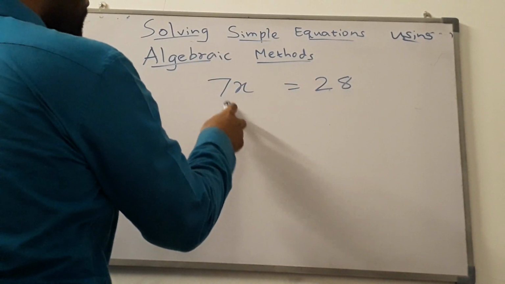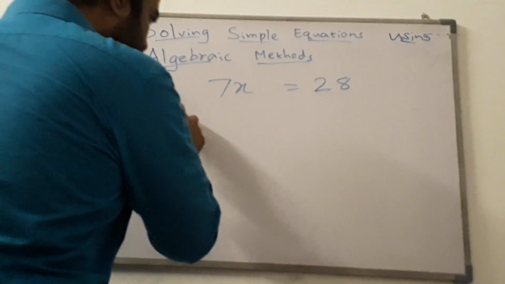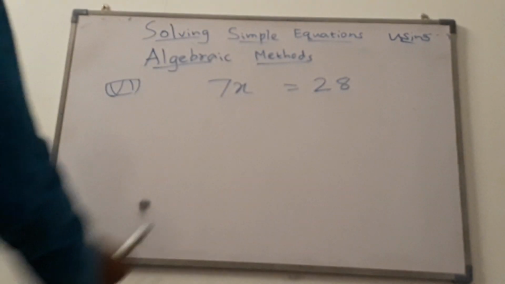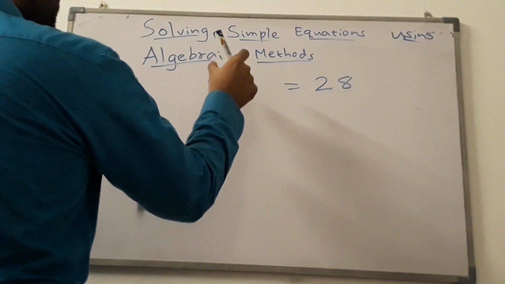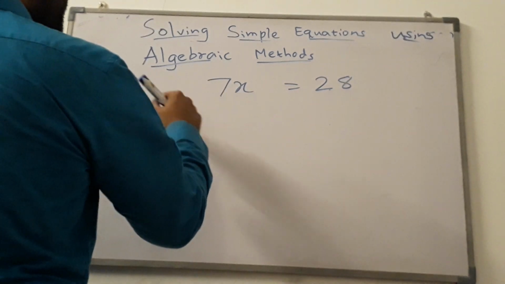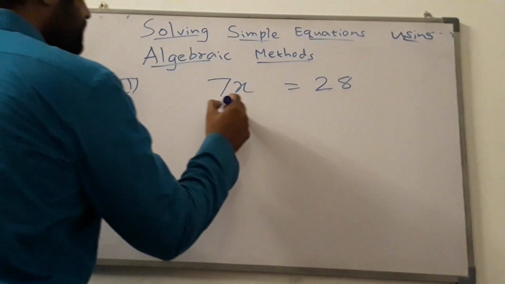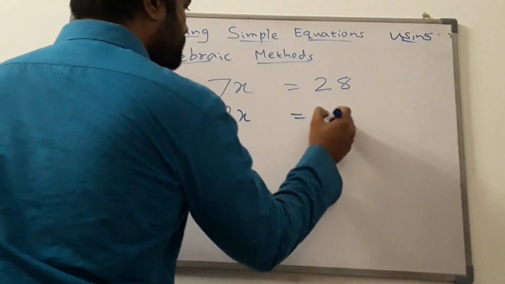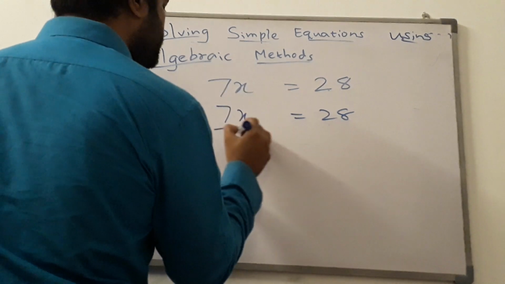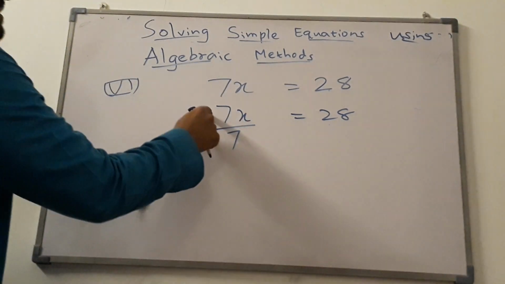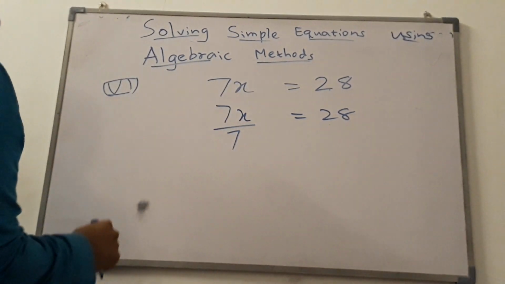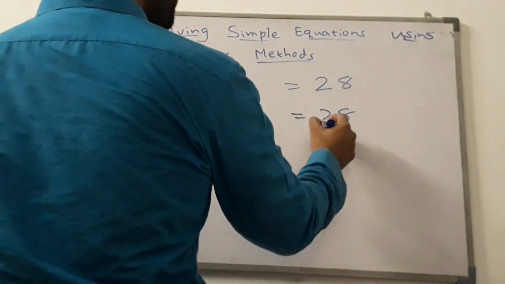If there is 7 in front of x, to remove this 7, we have to divide the product of 7 and x by 7. So what I am going to do is, to remove 7, I am going to divide by 7. So coefficient divided by coefficient means 1. 1 times x means x.